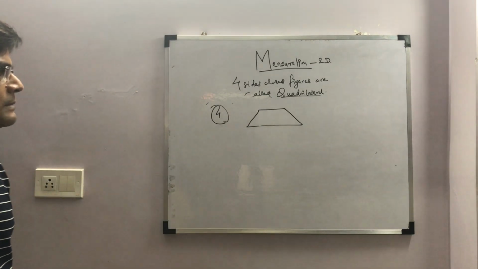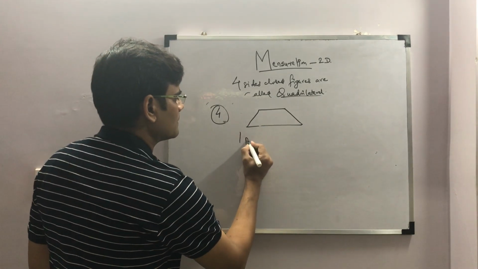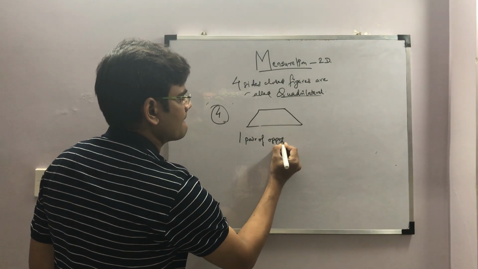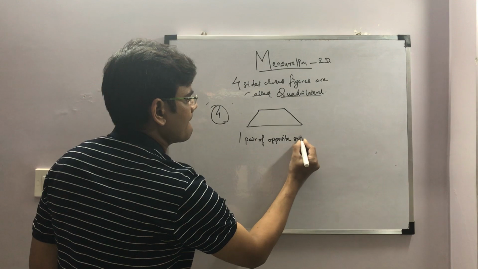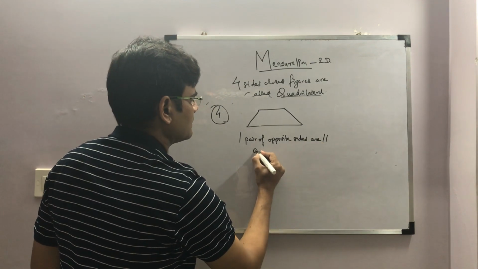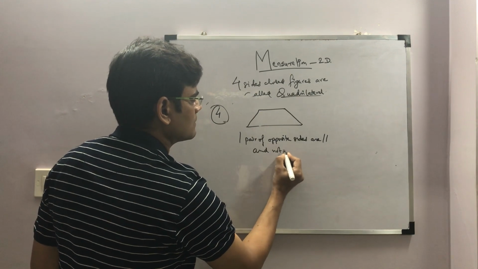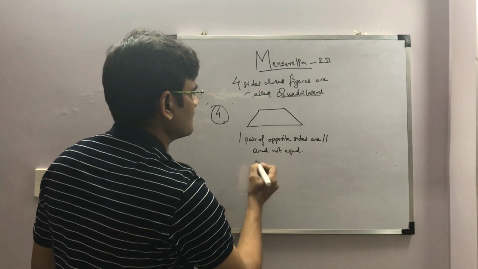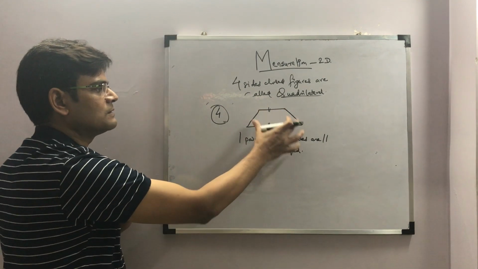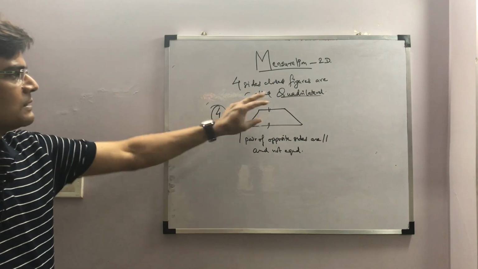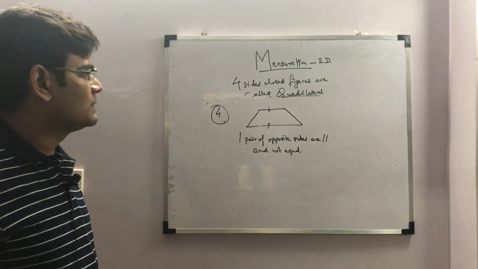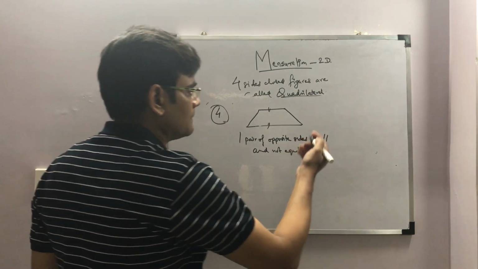What is a trapezium? One pair of opposite sides are parallel and not equal. So see, this side is parallel to this side, but they are not equal. This is shorter, this is longer. Forget about the other side. They can be equal, they cannot be equal. So how do you calculate area?